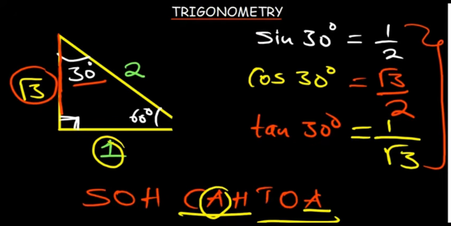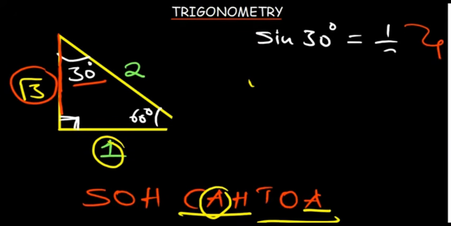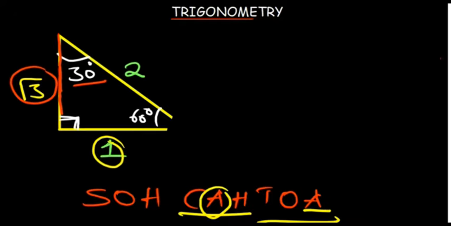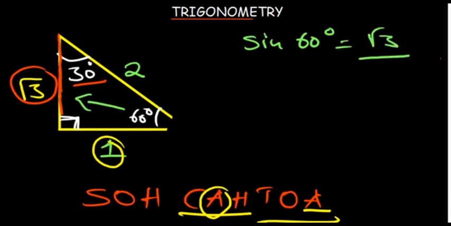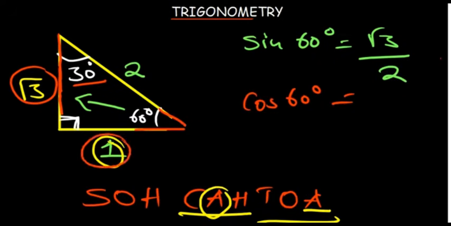Let's try to move on. I hope you've written this down. We'll now go to a different angle. So if we go to 60, you notice that for sine 60, its opposite side is root of 3. So we have root of 3, and the hypotenuse still remains 2. Again, if we change from sine to cosine, cosine 60: the adjacent side to this angle is 1. So it's 1, and the hypotenuse still remains 2.